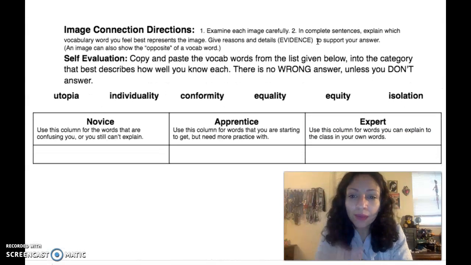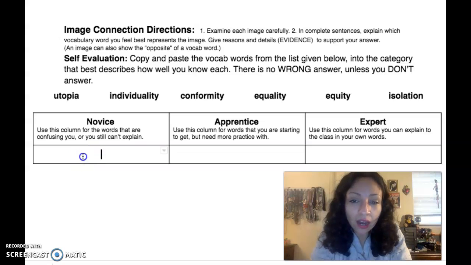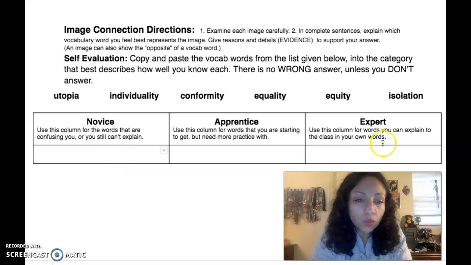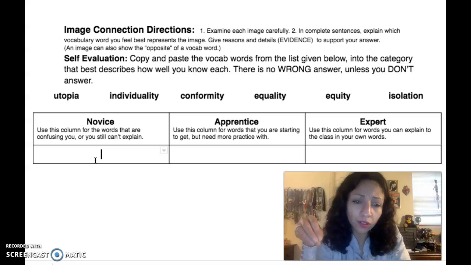Last step, ooh, in my last 14 seconds of talking, categorize the words, right? How well do you know them? If you know them really, really well, put them under expert. If you still are learning them, copy and paste them under novice. That's it. And then submit.